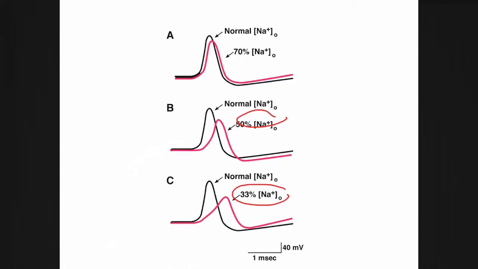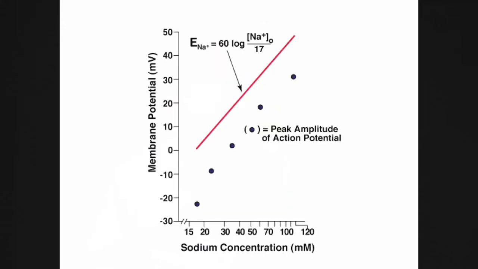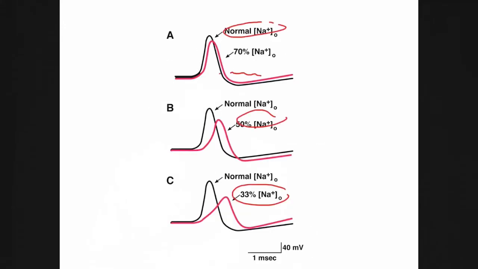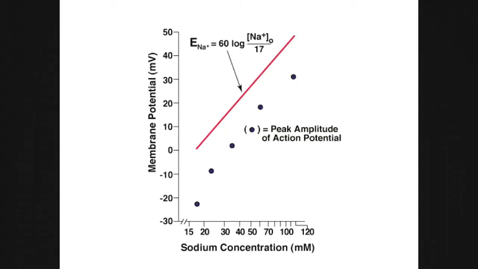There are three panels here. In each one, you have a normal action potential, that means normal extracellular sodium. Here's the initiation phase, the depolarization phase, the repolarization phase, the after-hyperpolarization. In all three cases, you have the control, and then you also see the consequences of systematically varying the extracellular sodium concentration: 70% normal, 50% normal, 33% normal. I think it's clear that as you reduce the extracellular sodium concentration, reducing the equilibrium potential for sodium, there's a decrease in the peak amplitude of the action potential.